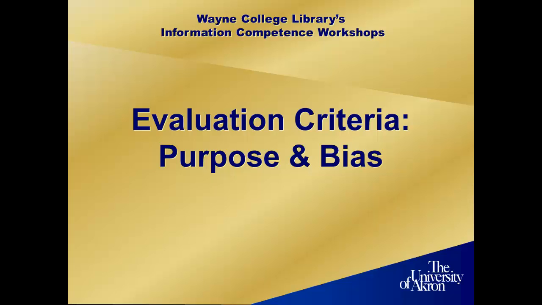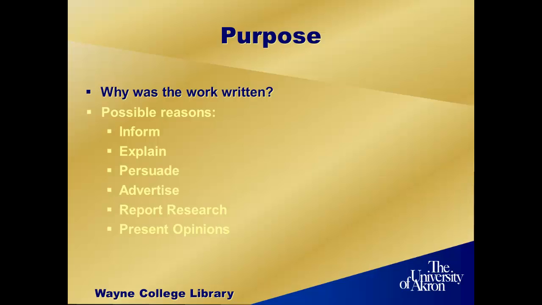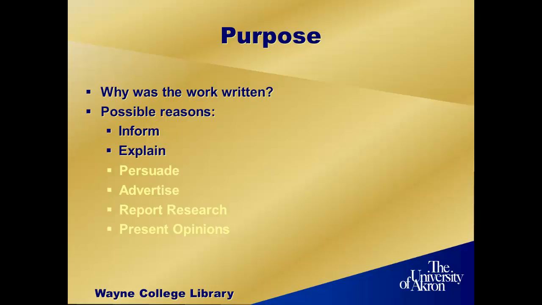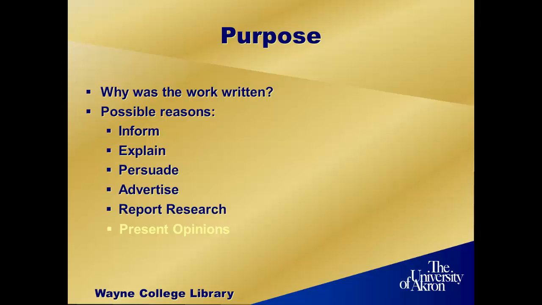In this tutorial, we will be talking about purpose and bias. When we talk about the purpose of a work, we are asking, why was the work written? For what reason did the author decide to write this book or article, or make this website? Is it to inform, explain, persuade, advertise, report research, or present opinions?